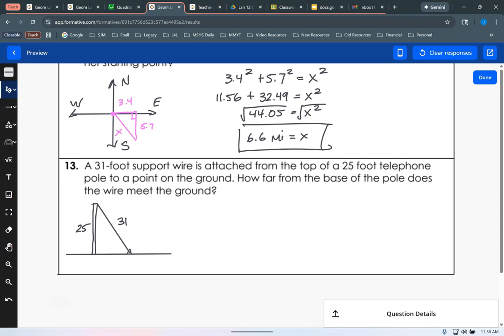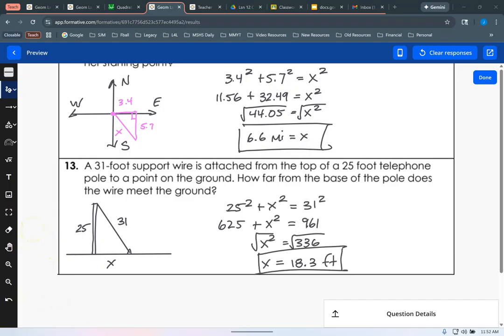And what are we looking for? We're looking for the distance from the base of the pole to where the wire hooks to the ground. That would make sense, right? And you should be able to figure it out from there. Looking pretty good. So you should have come up with this right here, 18.3 feet. You calculate out your Pythagorean theorem.